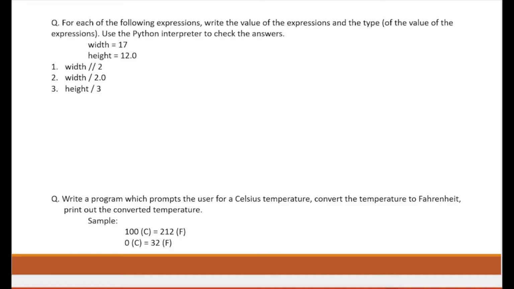Well, if we look at the second question, it says write a program which prompts the user for a Celsius temperature. Convert that temperature to Fahrenheit and print out the converted temperature. So we are given some samples. If we enter 100 degrees centigrade, then our output should be 212 degrees Fahrenheit. And the same goes for 0 degrees centigrade as well.